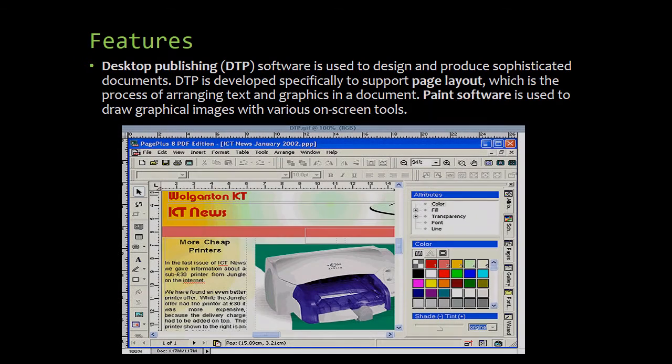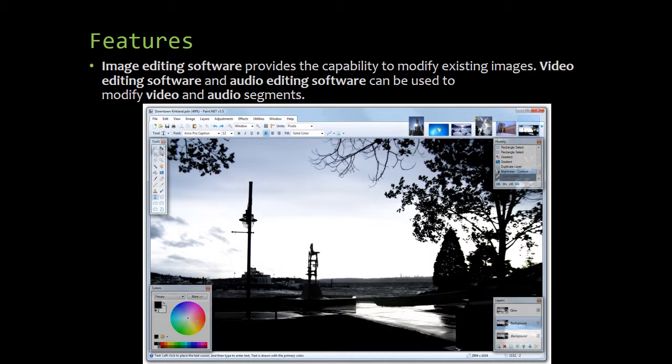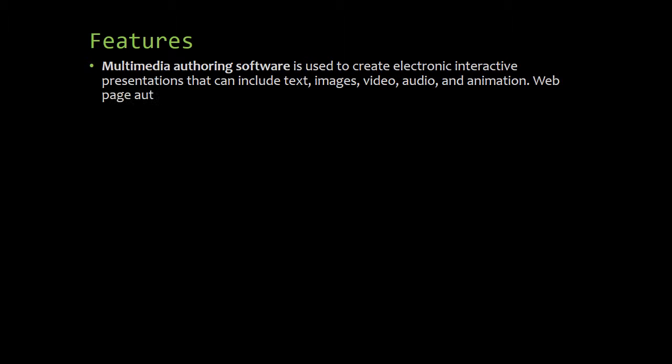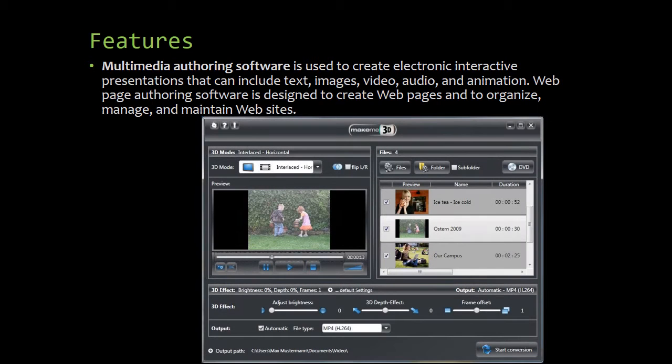Paint software is used to draw graphical images with various on-screen tools. Image editing software provides the capability to modify existing images. Video editing software and audio editing software can be used to modify video and audio segments. Multimedia authoring software is used to create electronic interactive presentations that can include text, images, video, audio, and animation. Web page authoring software is designed to create web pages and to organize, manage, and maintain websites.